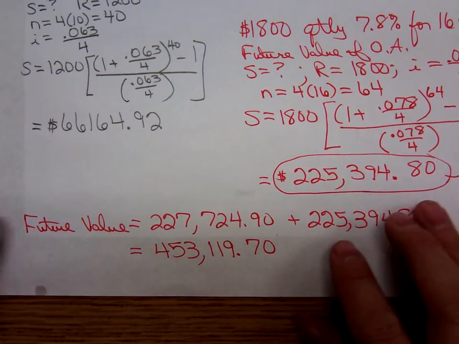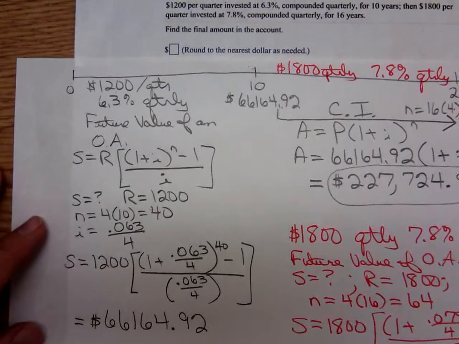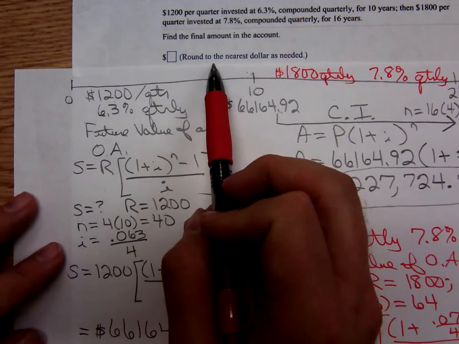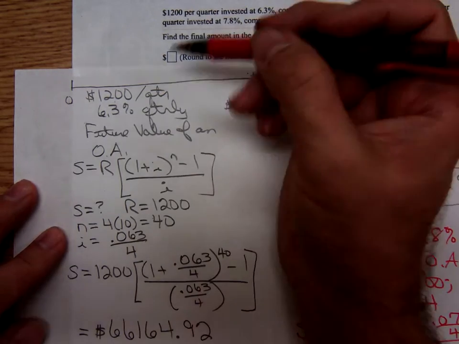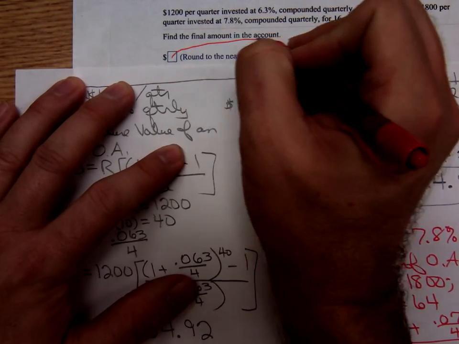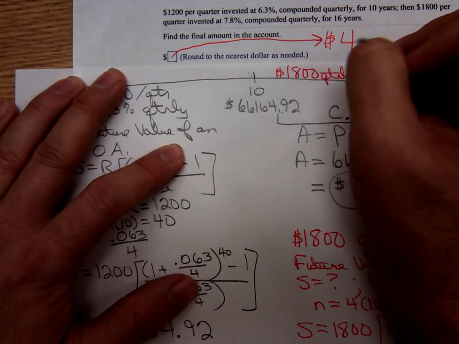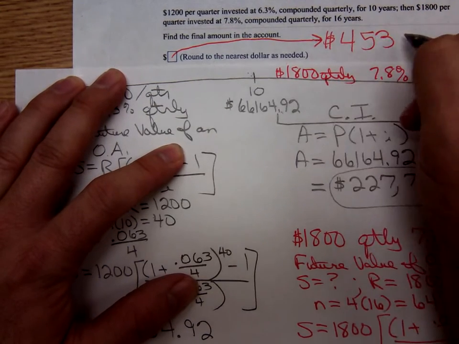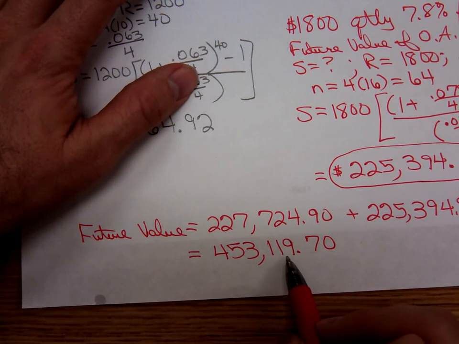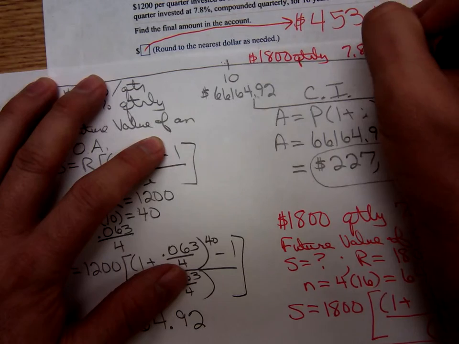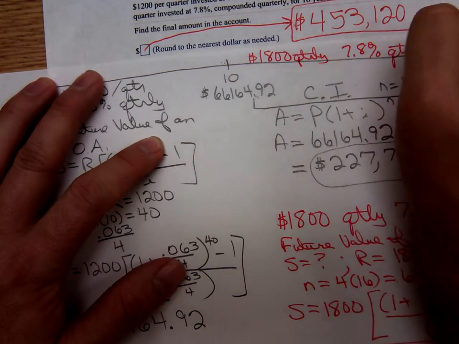But coming back to the problem, it says round your final answer to the nearest dollar. So here inside the box, we'll type 453,000. It's $119.70. So to the nearest dollar, that would be $120 for my final answer.